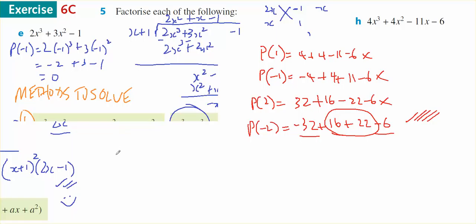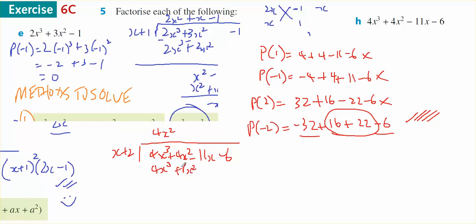Okay, so I know that x plus 2 is a factor, and I'm going to divide 4x cubed plus 4x squared minus 11x minus 6. X goes into that 4x squared times: 4x cubed plus 8x squared. I'm minusing the second one from the first. 4x squared minus 8x squared is minus 4x squared, minus 11x minus 6. X goes into that minus 4x times. Minus 4x squared.